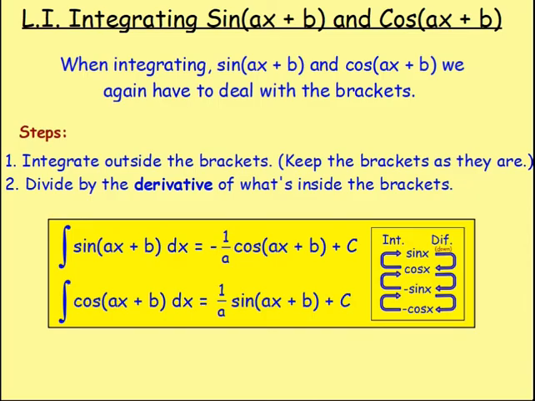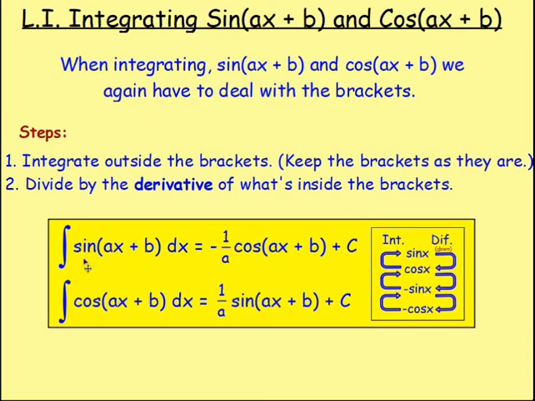After that, we then looked at integrating sine ax plus b and cos ax plus b. When integrating them, you'll notice it's not as easy as sine x and cos x. You will have brackets. It may be the sine of 2x or 4x or the sine of 3x minus 7. Again, it's the sine of something that you would work out first of all. So you've got to deal with those brackets. So how do you deal with the brackets?